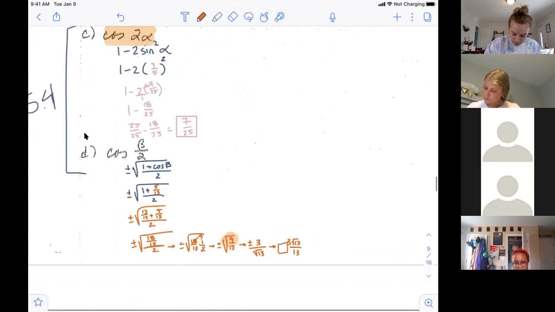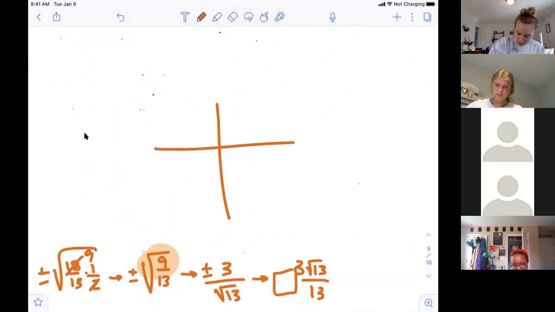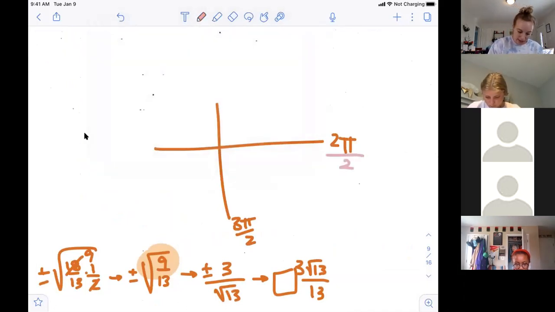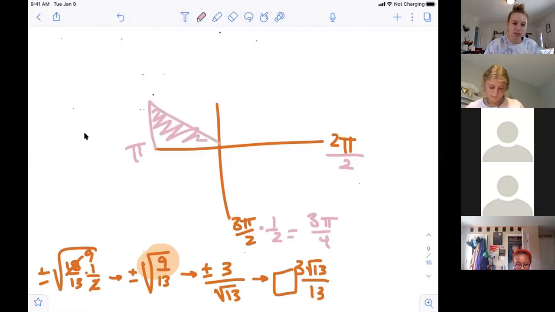Let me just give you a little bit of my thought process. If it's in quadrant 4 somewhere, it's between 3 pi over 2 and 2 pi. And if I do both of those divided by 2, if I do half of 2 pi, it's pi. And if I do half of 3 pi over 2, that's going to be 3 pi over 4. So that's somewhere in here in quadrant 2. Even if it was in quadrant 3, it wouldn't matter because cosine is going to be negative in both quadrants 2 and 3.